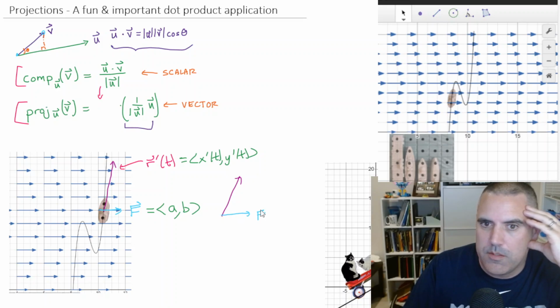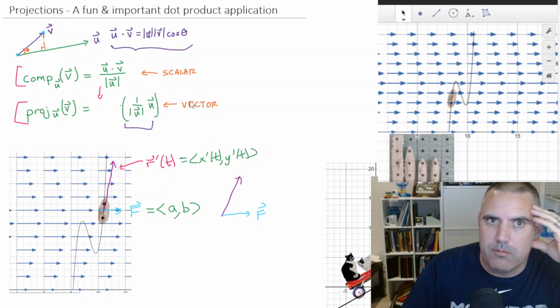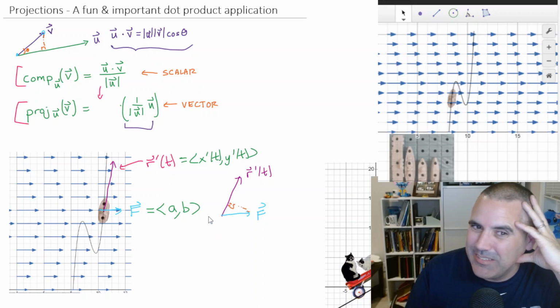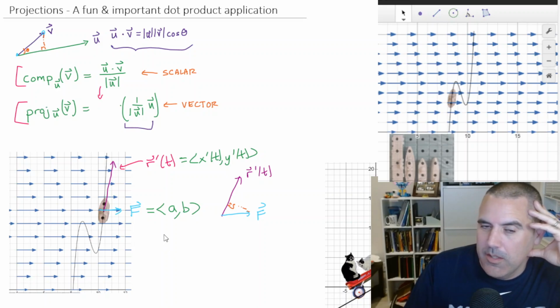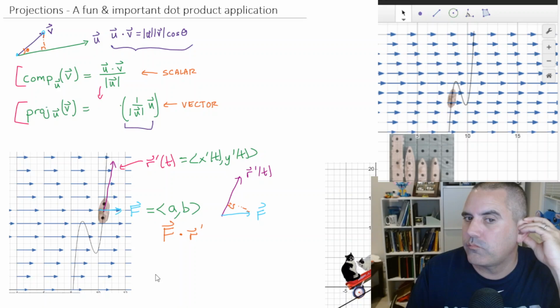So we have a force this way, we have the object traveling this way, and you don't need to know any of this for Math 126, but I thought it would be interesting for me to talk about. How much of, in this case, the force is helping us a little bit. The river's helping us a little bit, but how much? It's a projection. And so often what happens is you'll see this, F dot R prime.